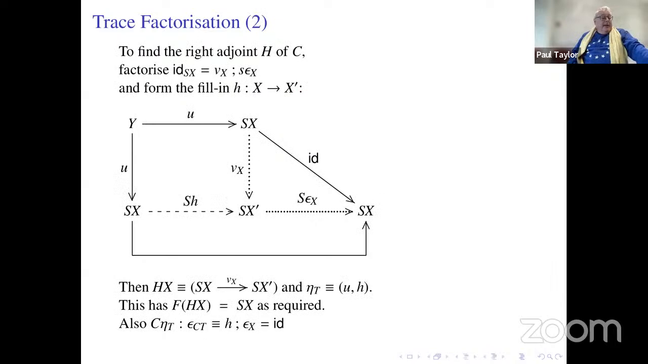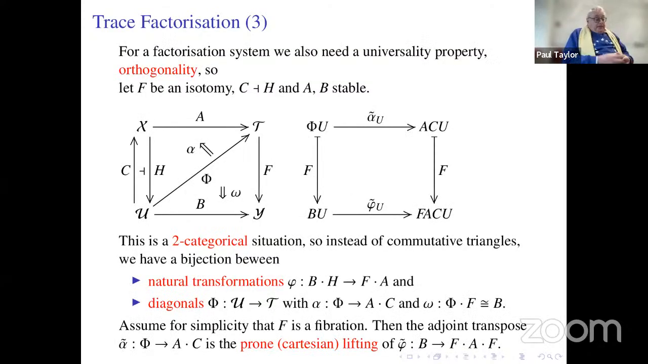Right. So then that describes how you find the right adjoint, and then the composite of the two is the given stable functor as required. Right, now for a factorization system, we need a universal property, which is filling in a diagonal map in a square like we had earlier on, but we're in a two-categorical situation. So we might have natural transformations between the two routes around the square.